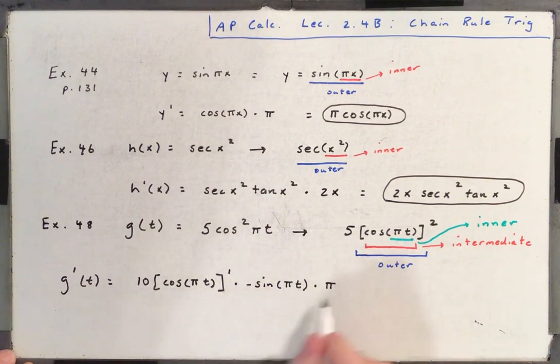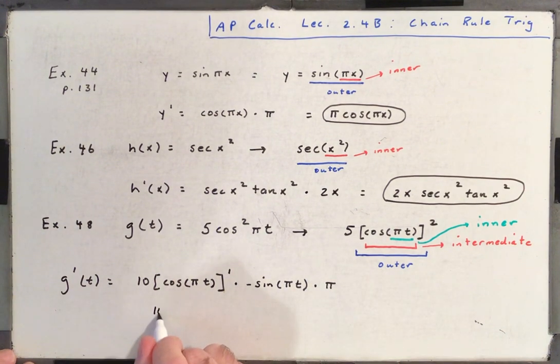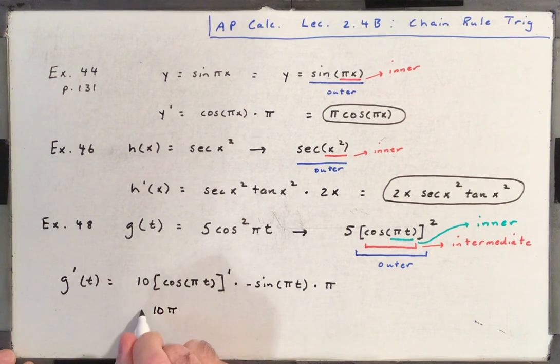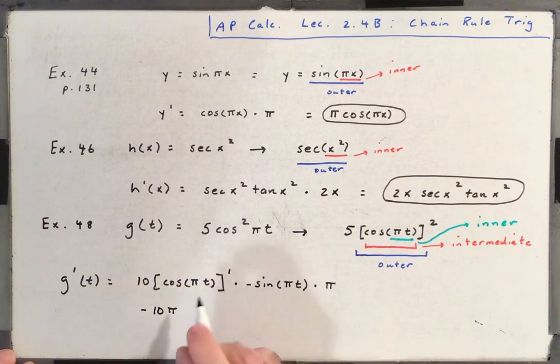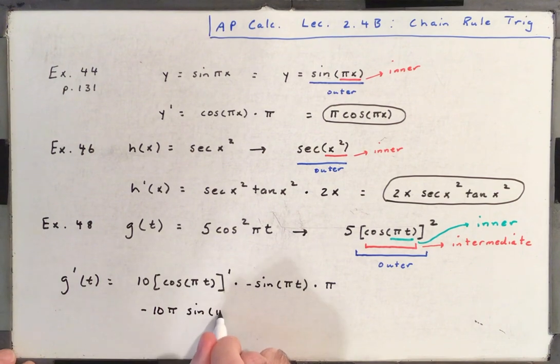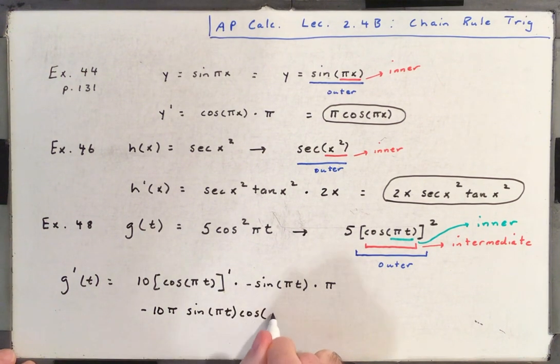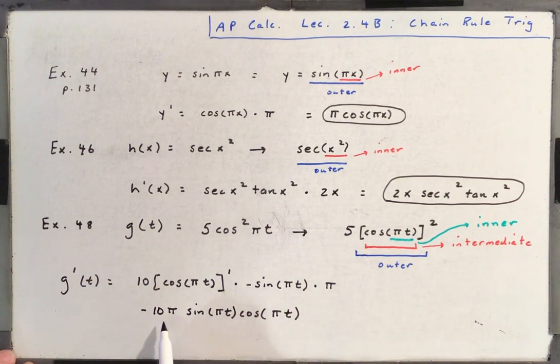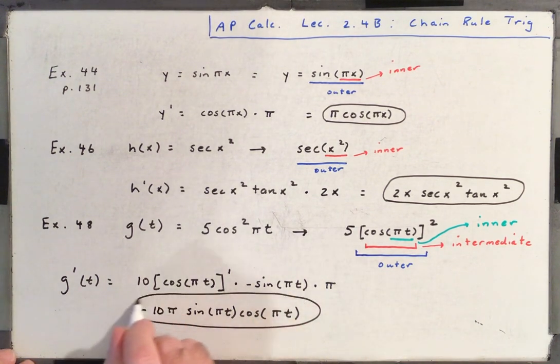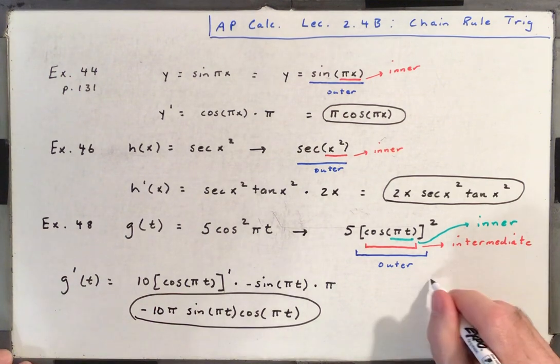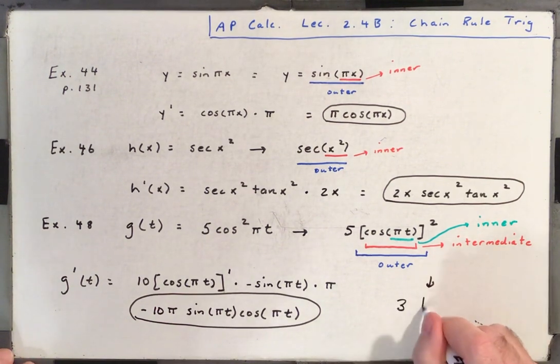Cleaning that up, we would have 10 pi, and it's a negative. I'm going to bring that negative out front. And then I usually put sine in front of cosine. Doesn't matter. Sine pi t, cosine pi t. Negative 10 pi, sine pi t, cosine pi t. It doesn't matter which one you put first, sine or cosine. So that's what I call a 3-layer onion.